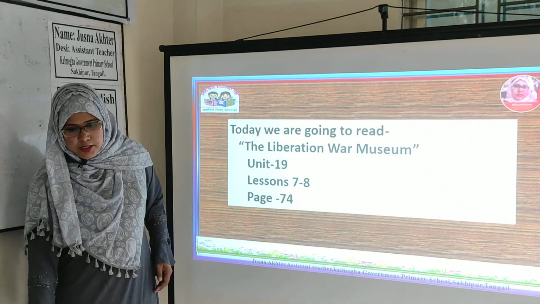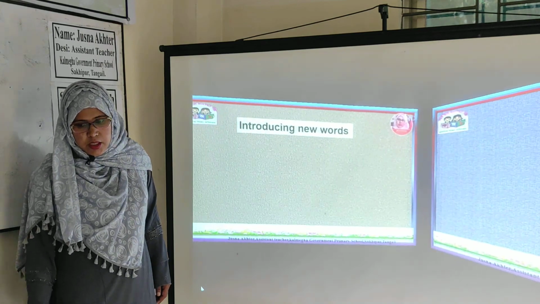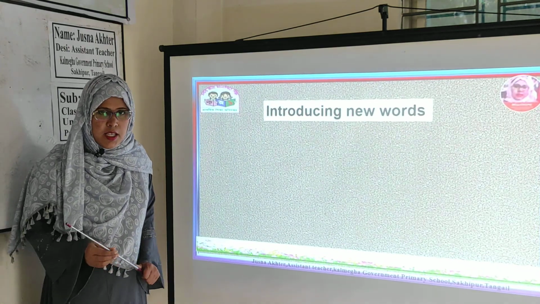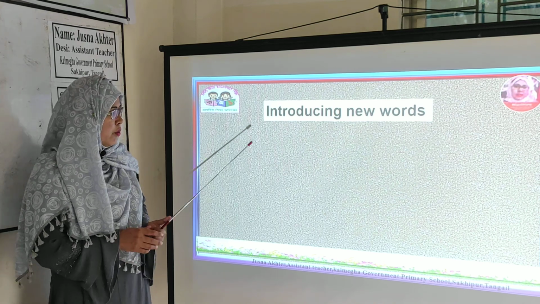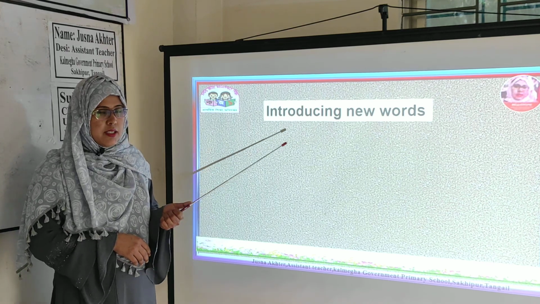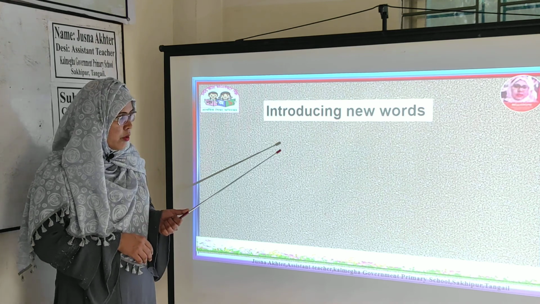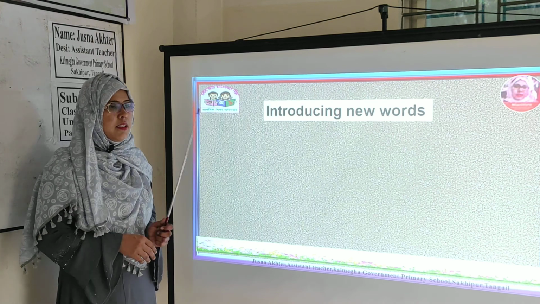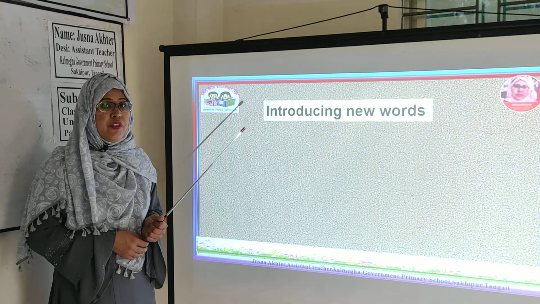My dear super learners, before reading the text, we will learn some new words. You know that every lesson has some new words, so I identified some new words for you. If we learn some new words before reading the text, then when we read the text, we will be able to understand the topic. So new words are very important before reading the text.